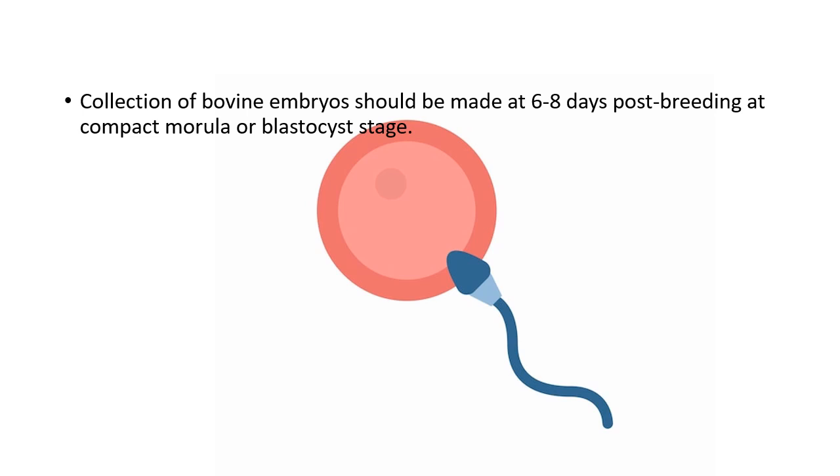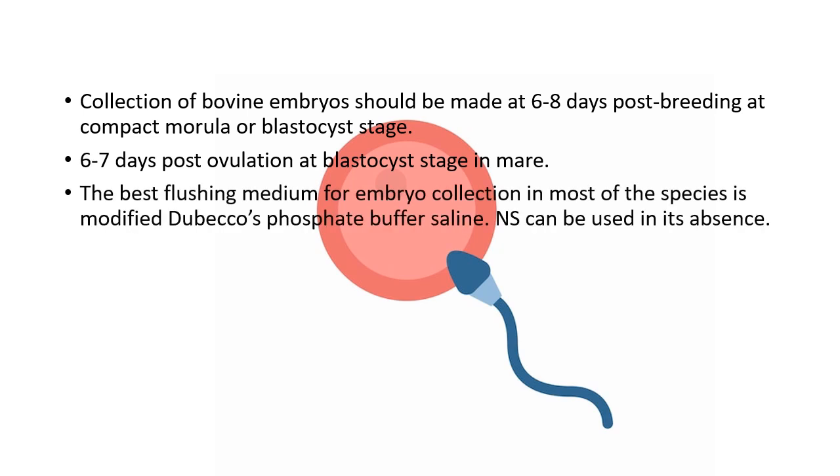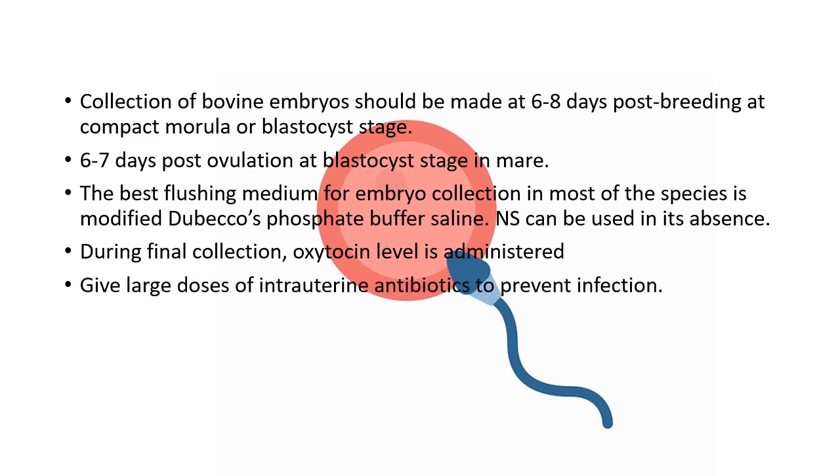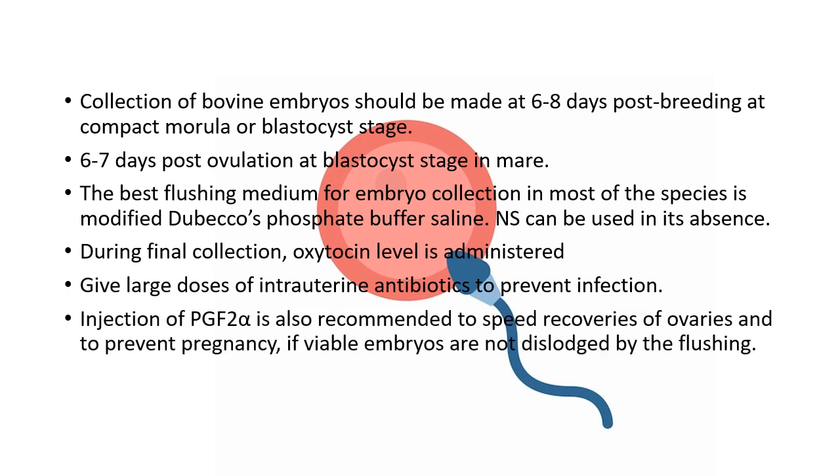First, collection of bovine embryos should be made at 6 to 8 days post-breeding at the compact morula or blastocyst stage, and 6 to 7 days post-ovulation at the blastocyst stage in the mare. The flushing medium for embryo collection in most species is modified Dulbecco's phosphate buffered saline, or normal saline can be used. During final collection, oxytocin is administered. Large doses of intrauterine antibiotics are given to prevent infections. Injection of PGF2 alpha is also recommended to speed recovery of the ovaries and to prevent pregnancy if viable embryos are not dislodged by the flushing.